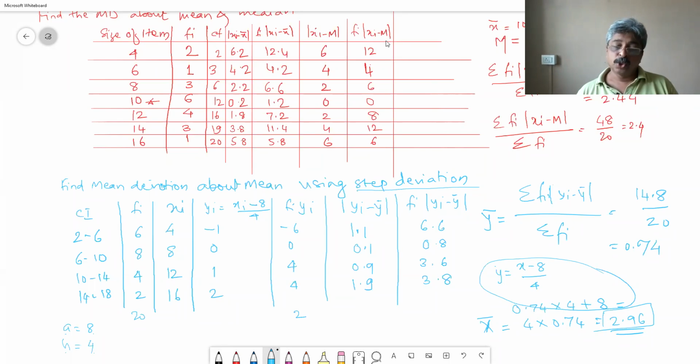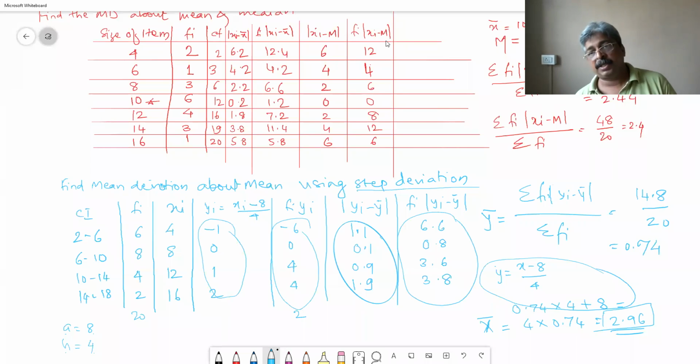Correct? So the advantage of this step deviation method is that these numbers are smaller to deal with compared to what you dealt with right now. For all our fabricated examples it doesn't make any difference. But if the data is really huge, the computational time and energy required will be very high, and mistakes will be very likely if it is done manually. Therefore, the step deviation method might be useful.